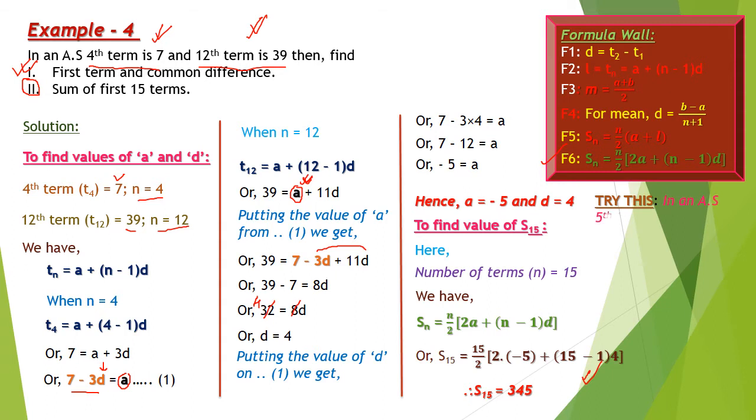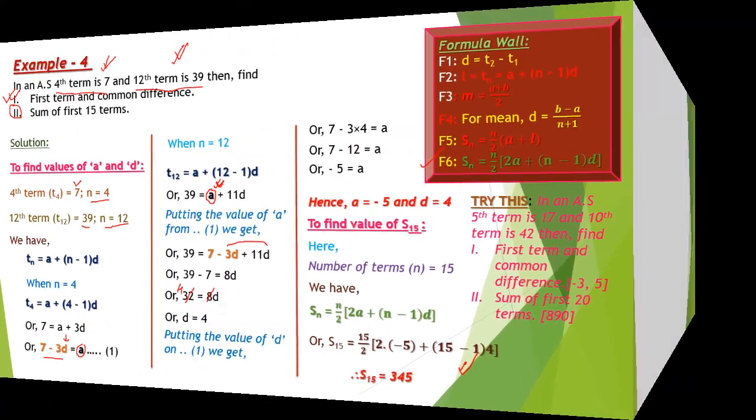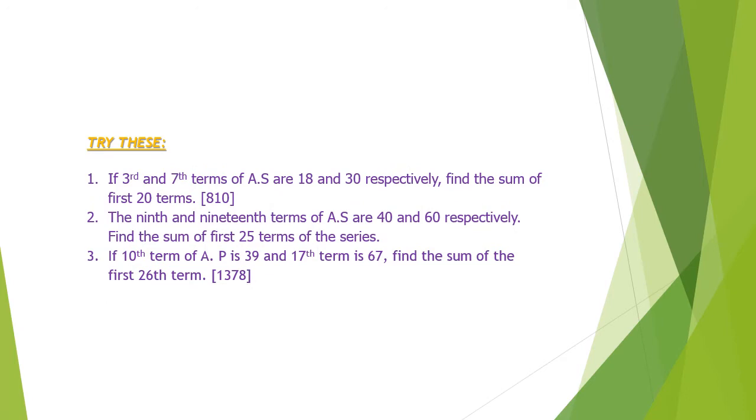There is one question for you to practice. You can do this question in the same way as example 4, where you first find the first term a and d. Then you can find the sum of the first 20 terms. The value of n will be 20 in that case. There is an answer also. There are more questions for you to practice, of the same type.